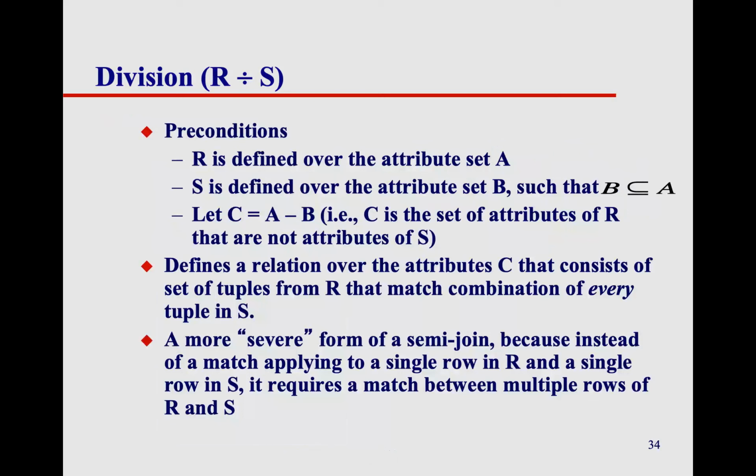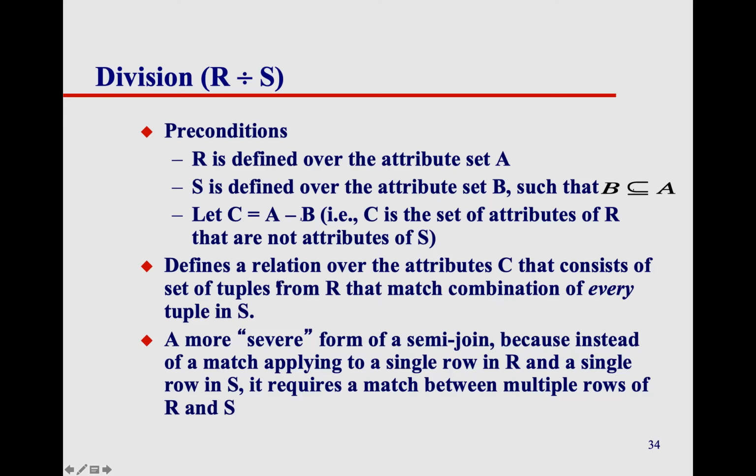Okay, so here are the preconditions. S, the divisor, has to be defined over an attribute set that is a proper subset of the attributes in R. And then C is the difference, the set of attributes that are in R, but not in S. I know it's not R minus S, it's A minus B, because these are the attributes in R, these are the attributes in S. So these are the attributes that are the result of set division. And again, if you don't want all the attributes in C, you can project out the ones you don't want.